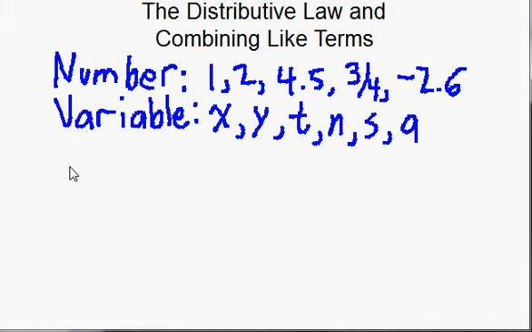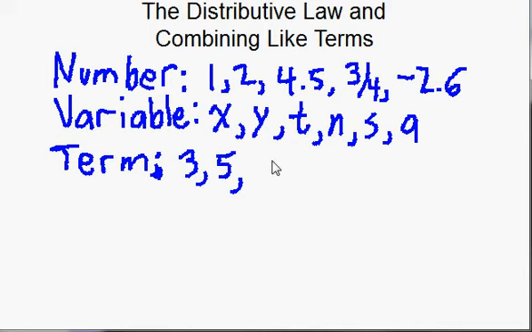The third vocabulary word is term. A term could be a number, like 3 or 5, or it could be a variable, like t or x, or it could be a number multiplied by a variable, like 3x. And when we have a number multiplied by a variable to make a term, you don't need to put in the multiplication symbol. It's just understood if the number is next to the letter, then they're multiplied. So 3x is an example of a term.